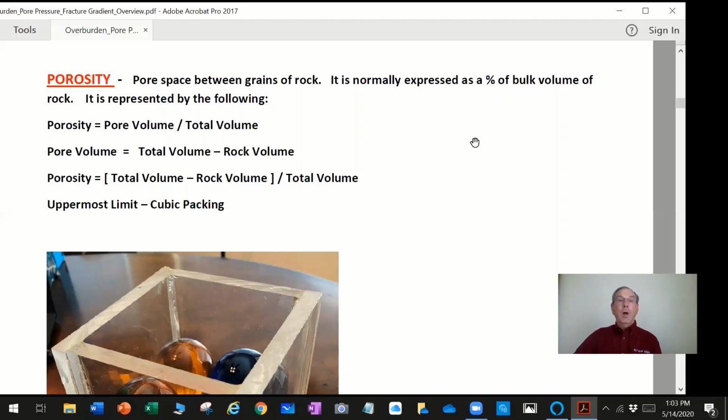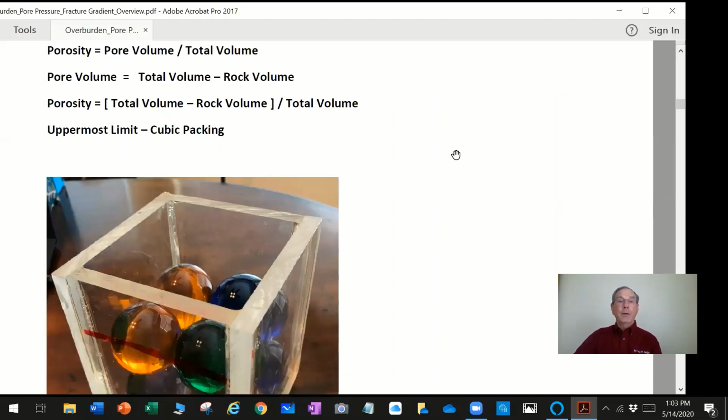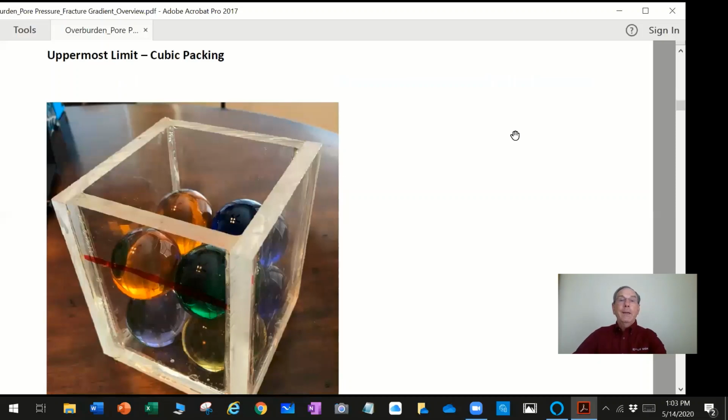Now, the uppermost limit for porosity is cubic packing. If we look at a diagram of cubic packing, it's the example that I made up with the little box that I constructed in my garage using 8 spheres. And in cubic packing, the spheres are directly on top of one another.